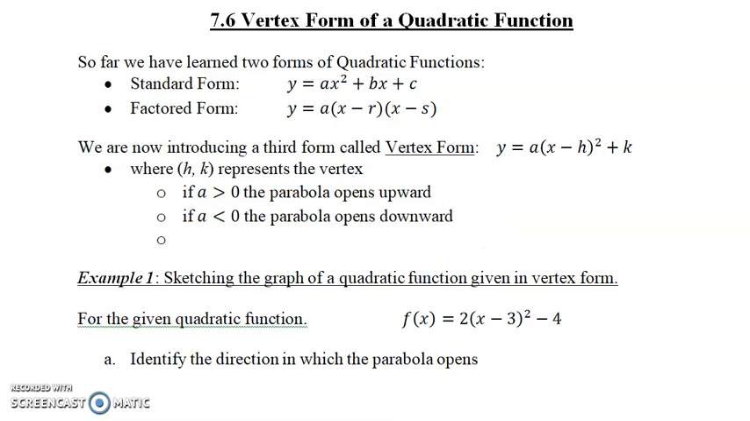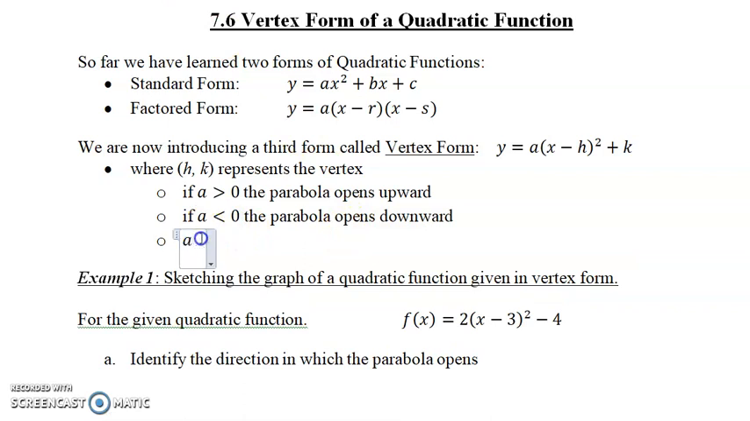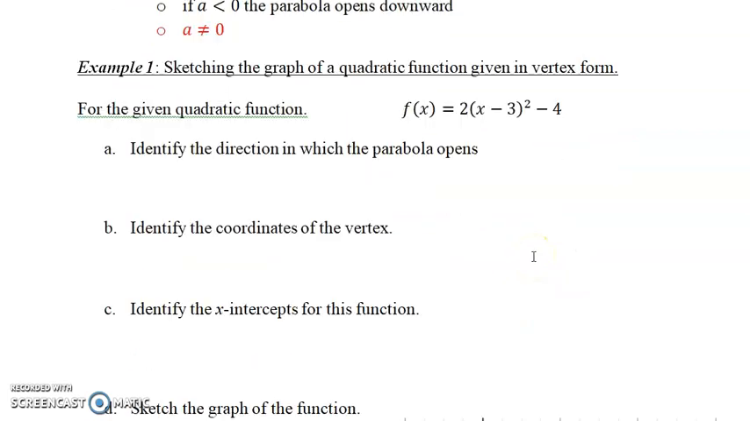And of course, A, I'm going to add this one in here. I don't have it, but maybe I should. A cannot equal 0, of course. Because if it equals 0, then it's no longer quadratic. It's that linear we talked about. All right? So let's look at the first question here.